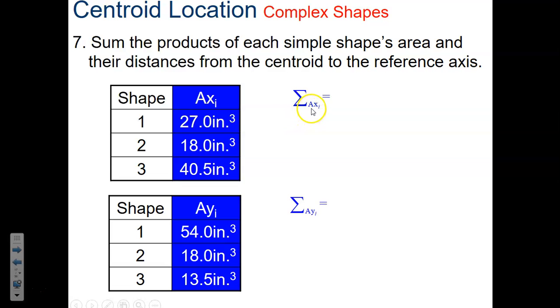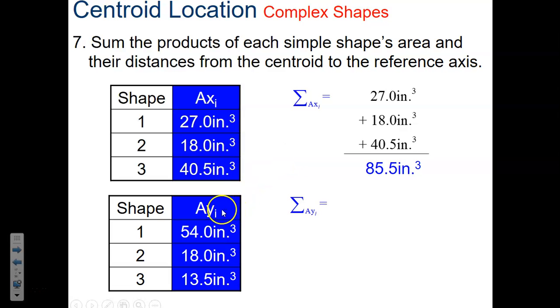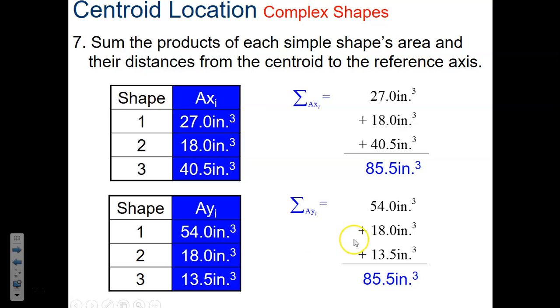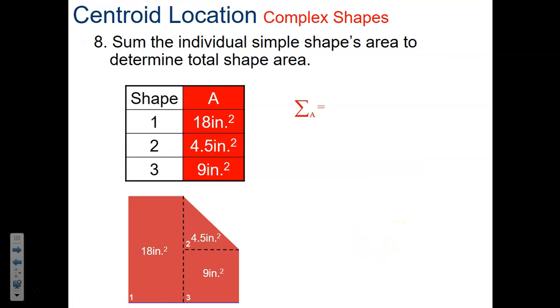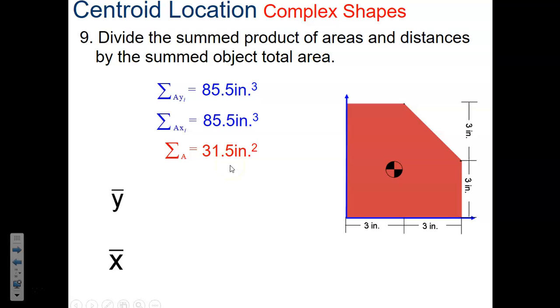So this says add up the AXIs. So basically take these and add them up in the x direction. And then it says add up your AYIs, so add them up, and you get, strange enough, the same number. The next thing you need to do is add up your areas. Sigma A means add up your areas, so add up your areas: 31.5.